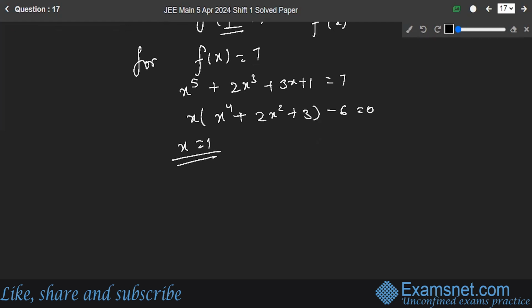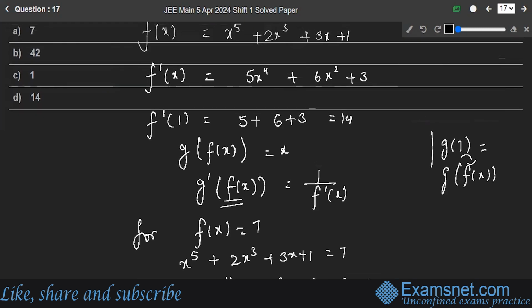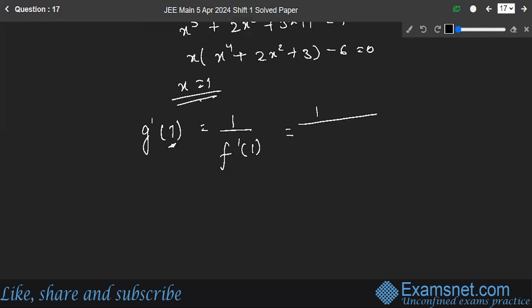This is possible only when x is equal to 1. Right? So when x is equal to 1, that means g dash of 7 will be equal to 1 upon f dash of 1. Because this will give you 7 when x is equal to 1. Correct. What is your f dash of 1? That was equal to 14. We calculated that. So 1 upon 14 is your g dash of 7.